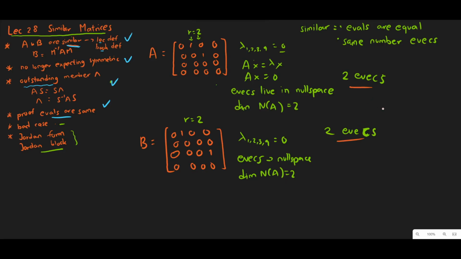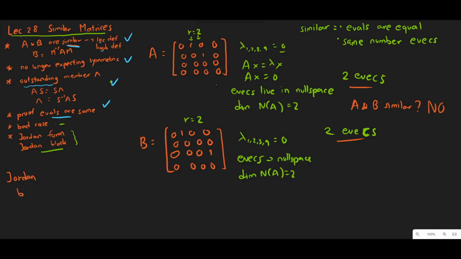But are A and B similar? That's the question, because we have all these attributes for declaring two matrices to be similar, right? The eigenvalues are equal, they are all 0, and the eigenvectors also have 2 of them, the same number. But it turns out they are not. And why is that? This time I will introduce you to the Jordan block.